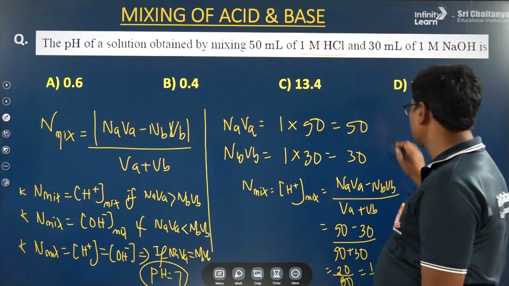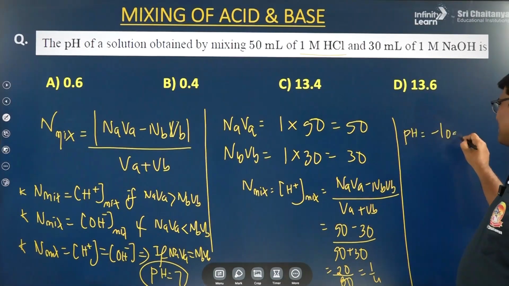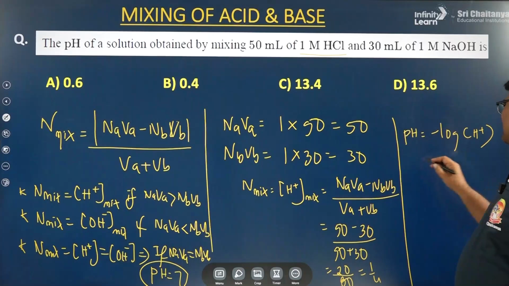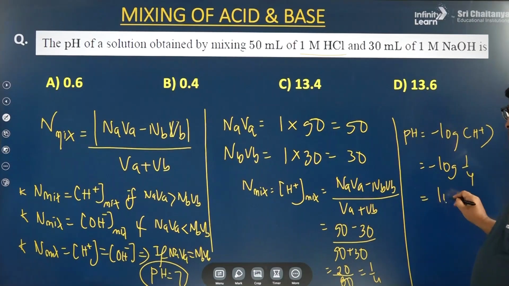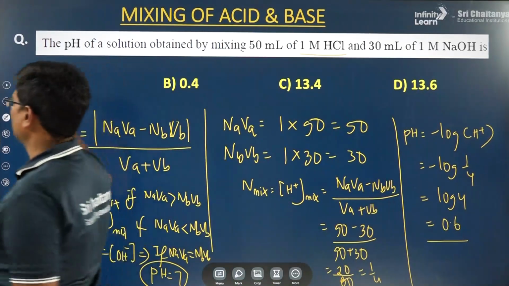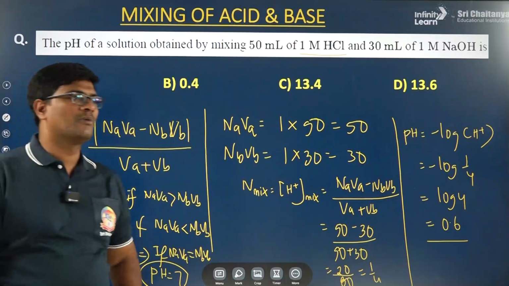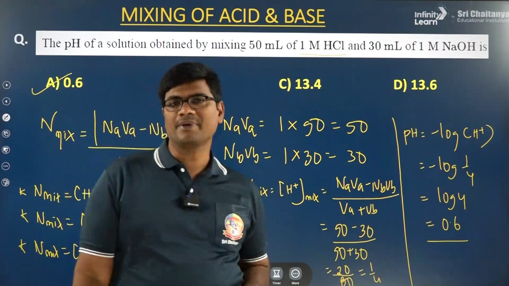Okay. Then what is the pH formula? pH is simply minus log H plus ion concentration in the normality. So, that is minus log 1 by 4. What is minus log 1 by 4? Can we write it as log 4? Yes. So, what is log 4 value? 0.6. So, what is the right answer? Option A. Log 4, 0.6. Are you clear with this? This is the mixing of an acid and a base.